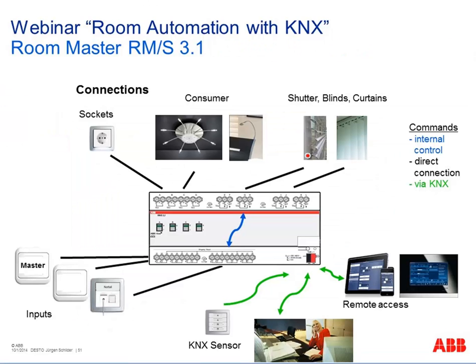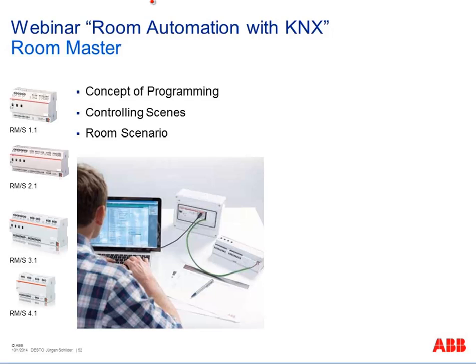Yeah, this picture more or less we have seen already. So let's summarize again, Room Master 3.1 as an example here. It's for shutter blind control, lighting control, conventional push buttons, remote control of course also possible. We have the internal connections and KNX communication, of course, and the loads connected and inputs. Yeah, so I would stop here with the overview of these room masters.